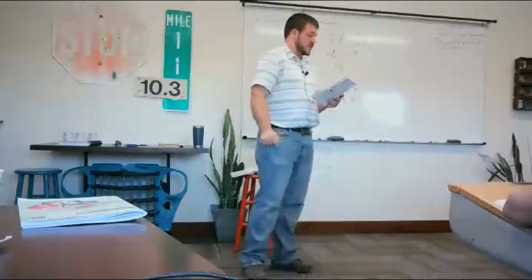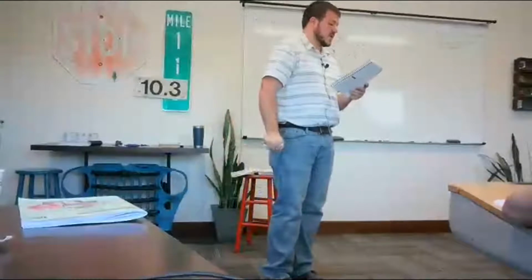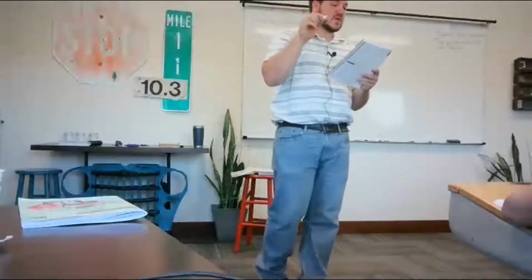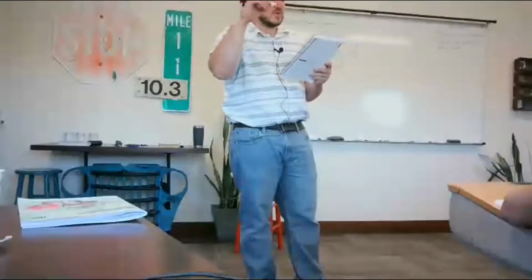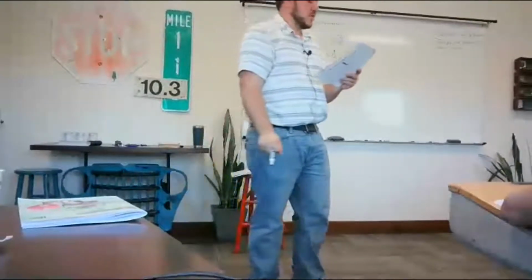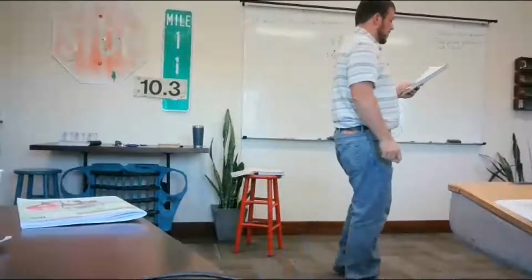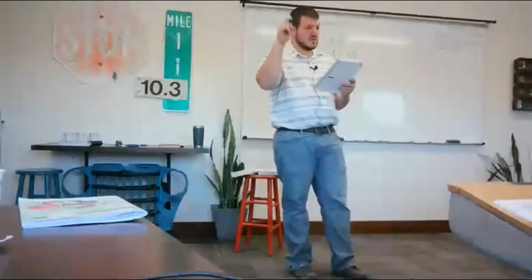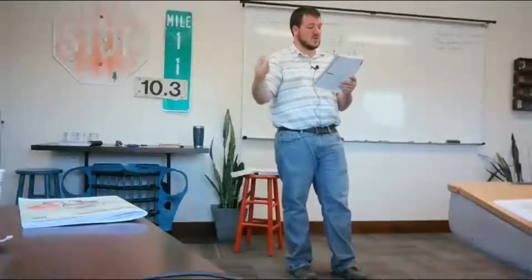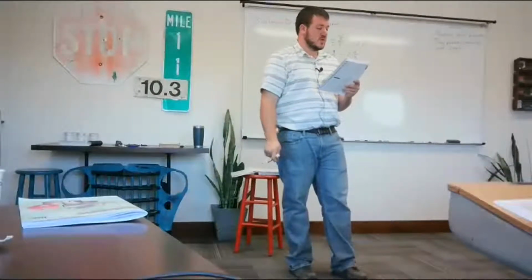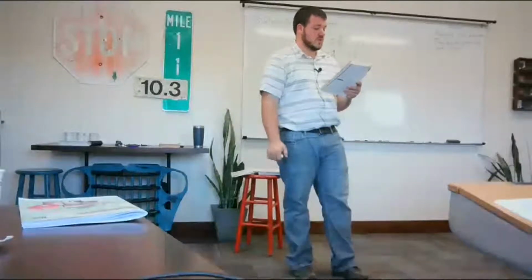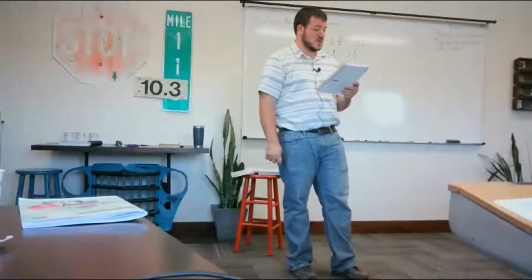38, empty set. 39, a plus b equals b plus a. 40 is A times B equals B times A. 41 is (A plus B) plus C equals A plus (B plus C). 42, (A times B) times C equals A times (B times C). 43, 1/2 times 2/3 is 1/3.